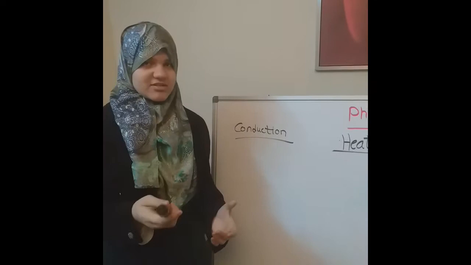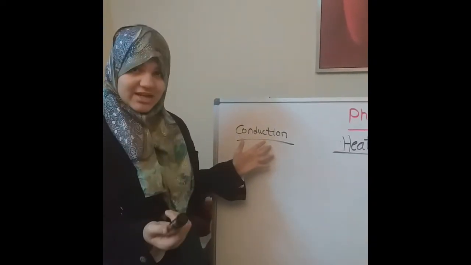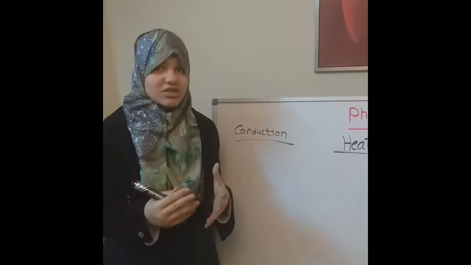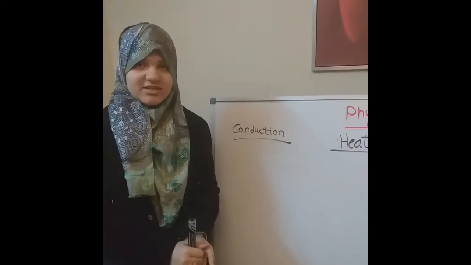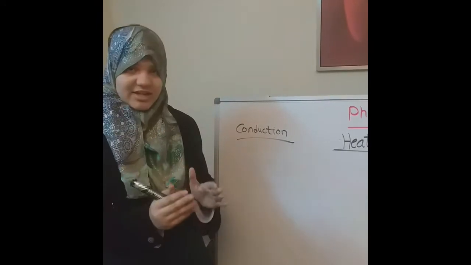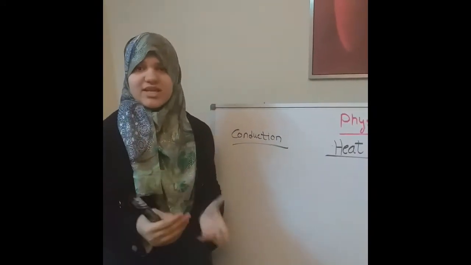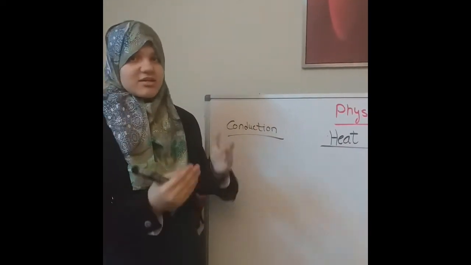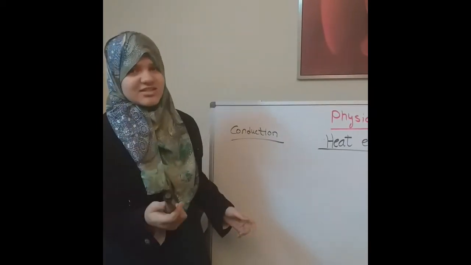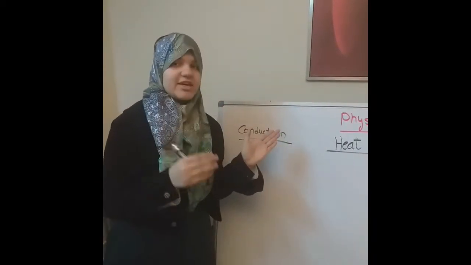The materials which allow heat to pass through them are called heat conductors, and heat insulators are the materials which do not allow heat to pass through them. This means heat insulators are poor conductors. Let us see some examples of heat conductors and heat insulators.